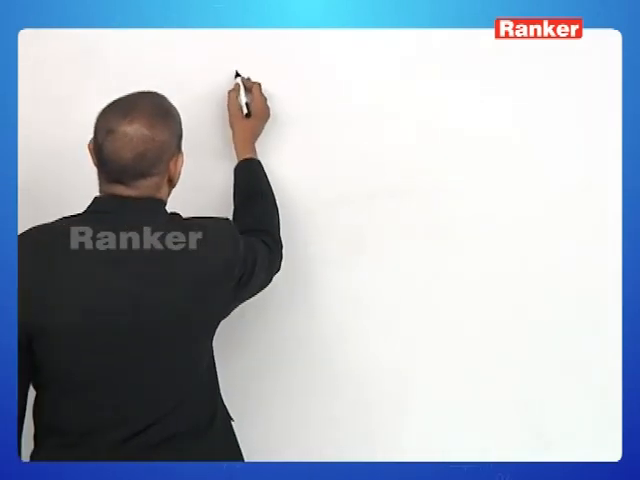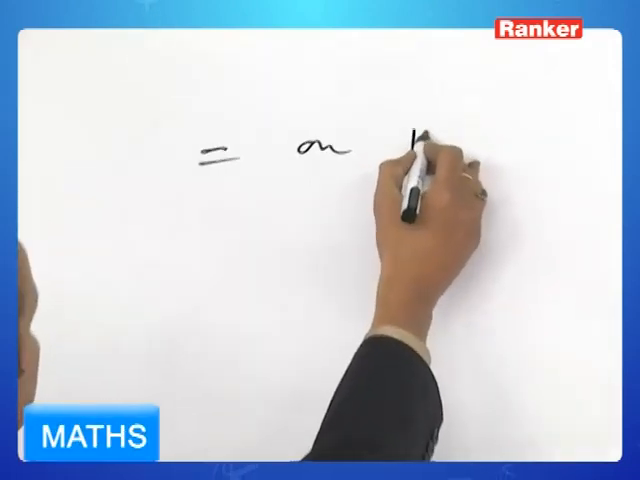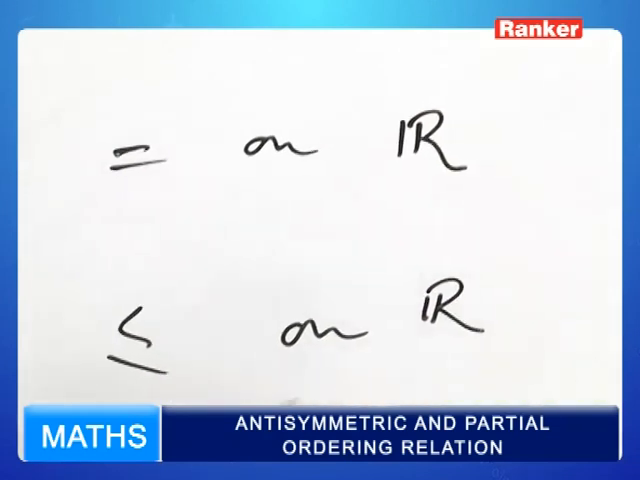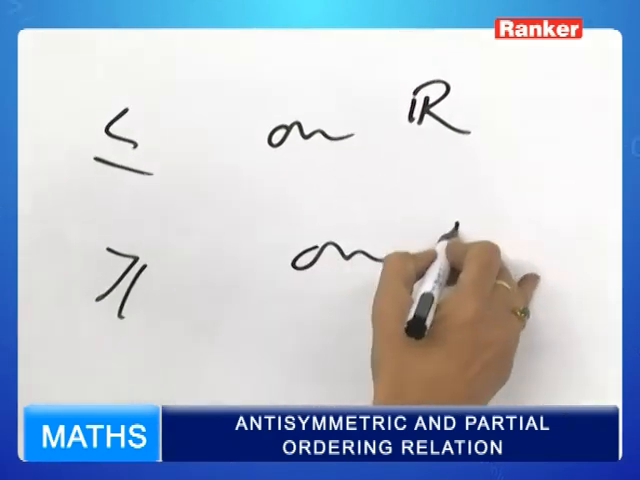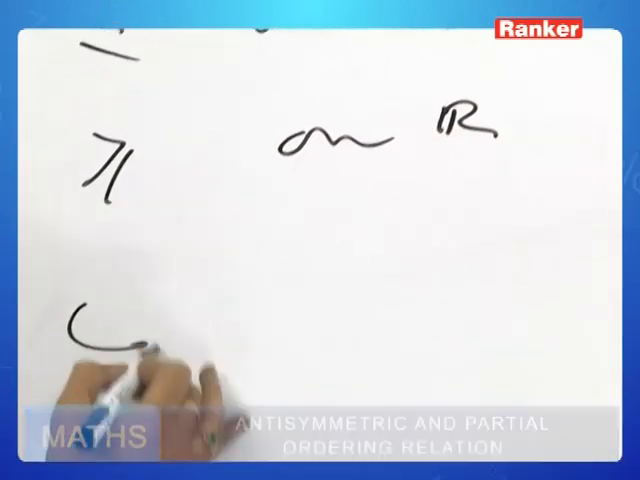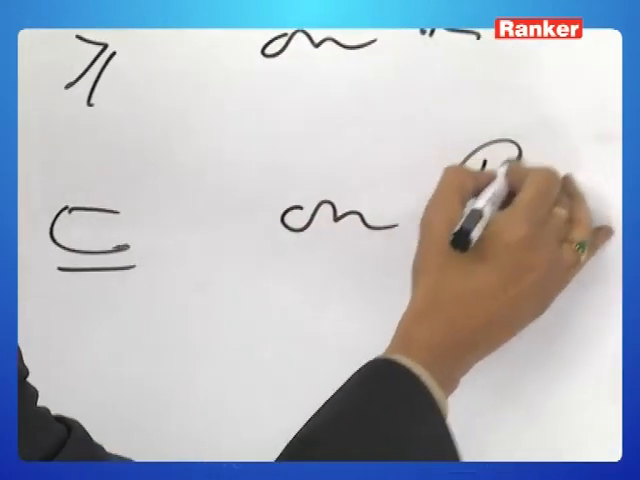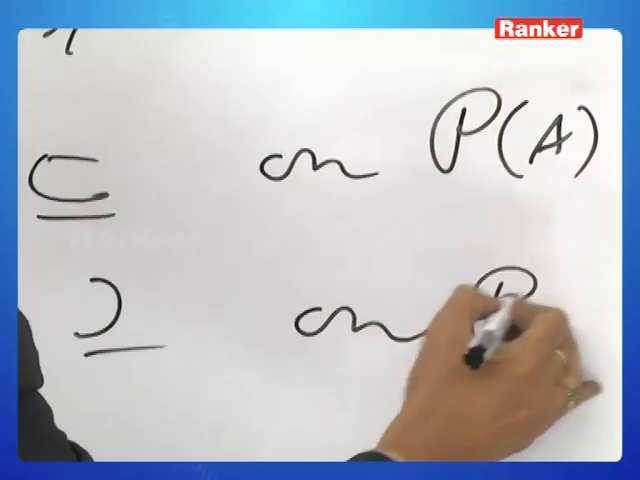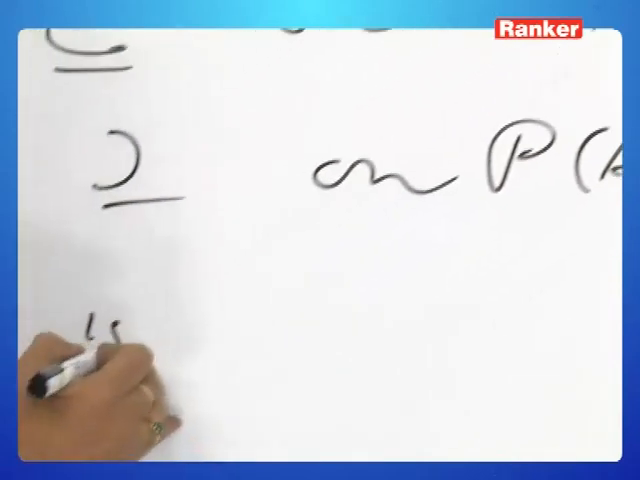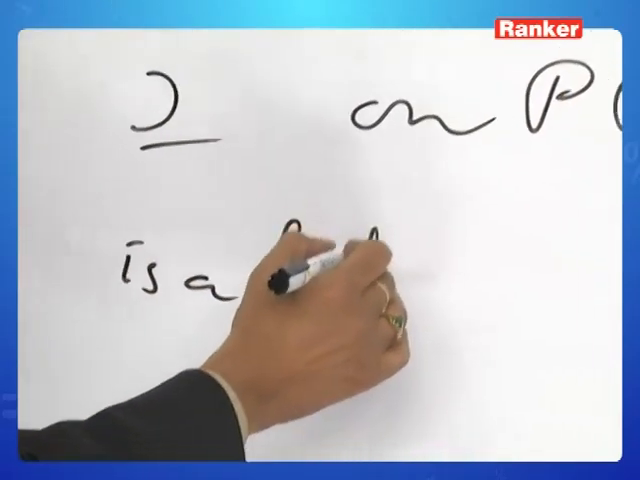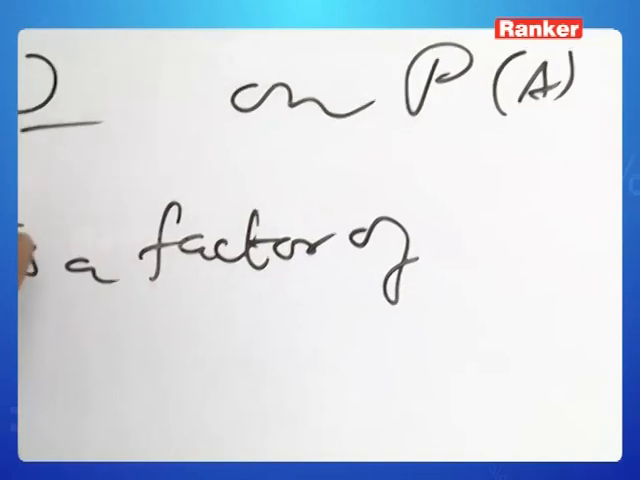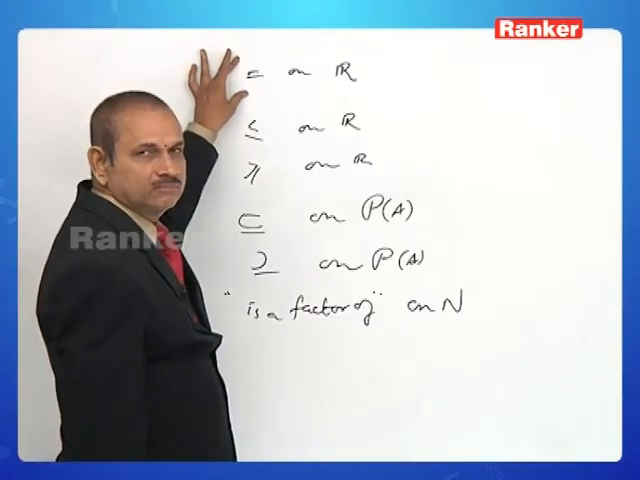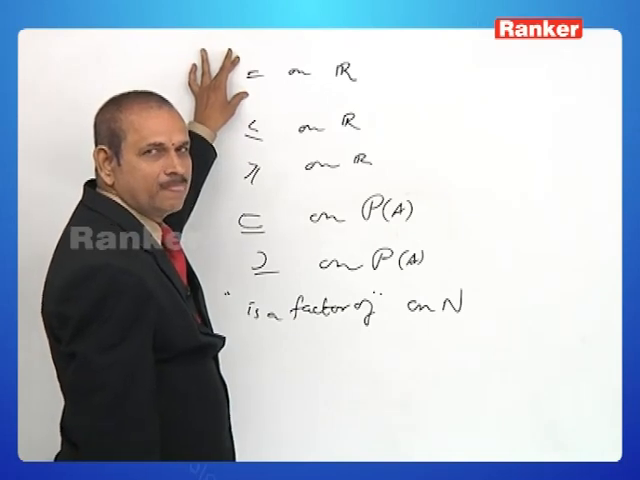Observe the relations: is equal to on R, less than or equal to on R, greater than or equal to on R, is a subset of on the power set of A, is a superset of on the power set of A, is a factor of on N. It is reflexive. X is equal to X.